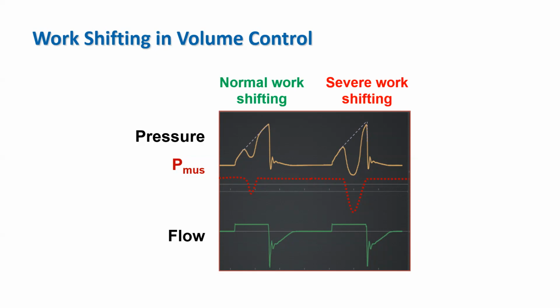Severe work shifting means you have to clinically assess the patient, figure out why they're making this huge inspiratory effort, and fix it. And if you can't fix it, then sometimes you have to paralyze the patient to avoid damage to the diaphragm or causing pulmonary edema.